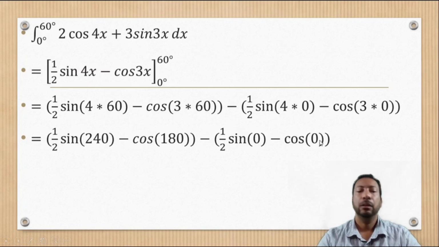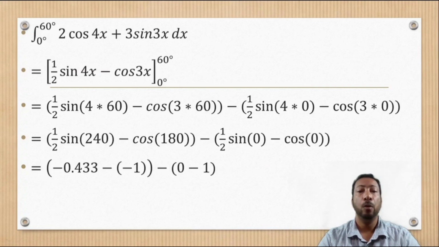Now, next, finding the sine of 240 degrees. Using your calculator, the sine of 240 is negative 0.866 to be precise. So 1/2 of negative 0.866 will give you negative 0.433. Also, using your calculator, the cosine of 180 degrees is -1. The sine of 0 is 0, and the cosine of 0 is 1.